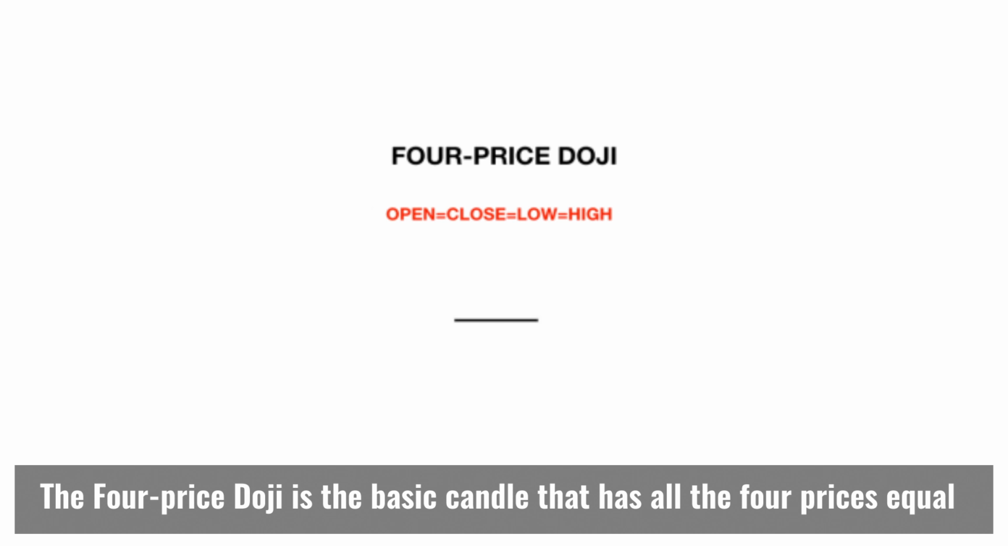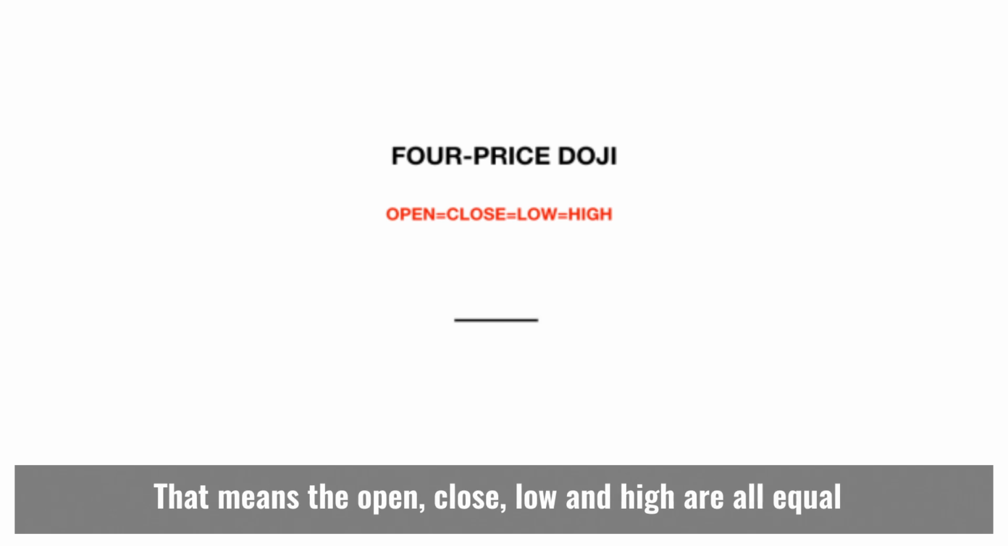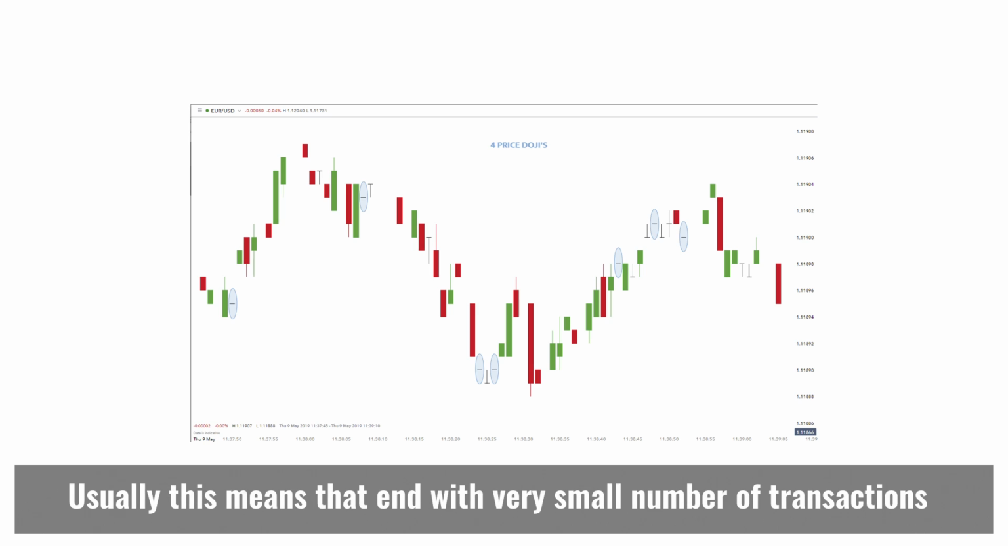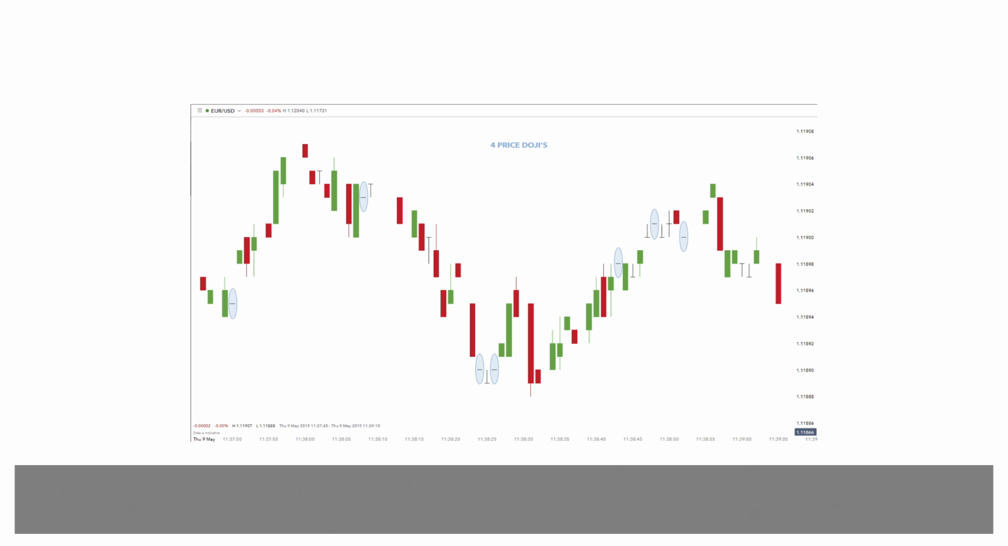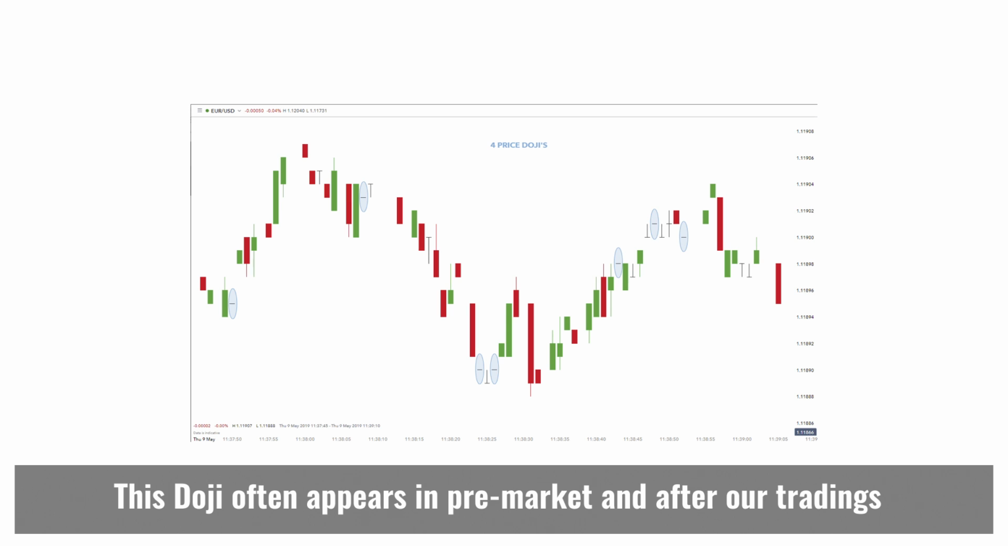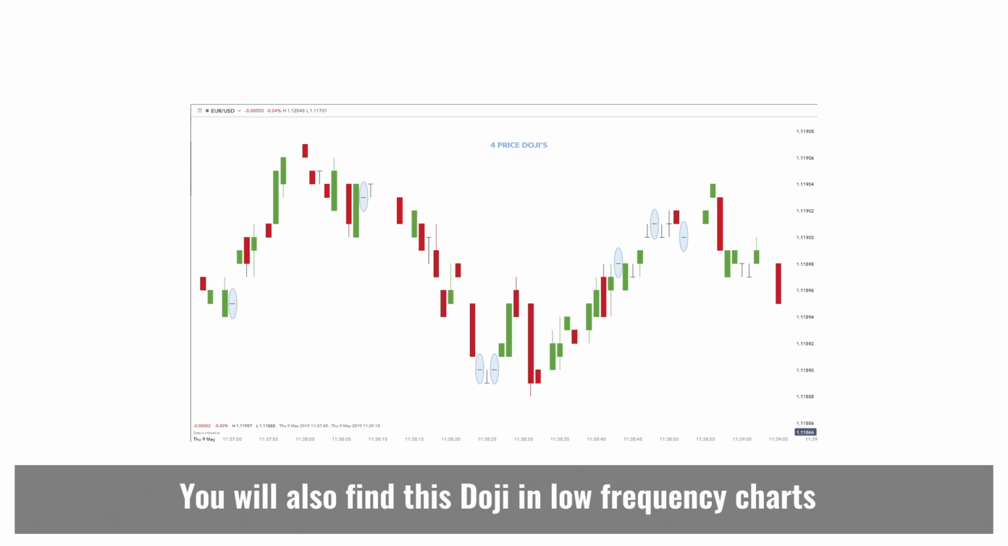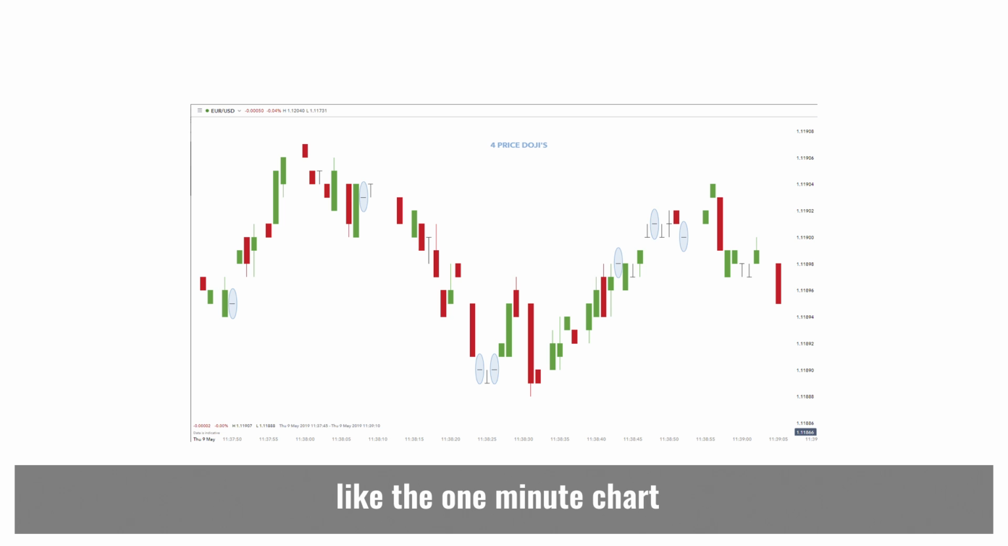The 4-price doji is a basic candle that has all the 4 prices equal. That means the open, close, low, and high are all equal. Usually this means that we are dealing with a very small number of transactions and in many cases with a single transaction. This doji often appears in pre-market and after-hours trading. You will also find this doji in low-frequency charts like the 1-minute chart.